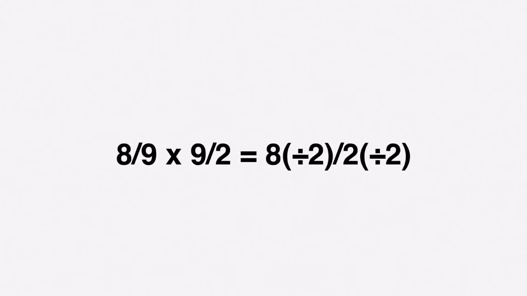So we'd have 8 halves, which can be simplified again. We can divide both by 2 and end up with 4 over 1, which we know is 4 wholes. 8 ninths divided by 2 ninths, or 8 ninths times 9 halves, is equal to 4.